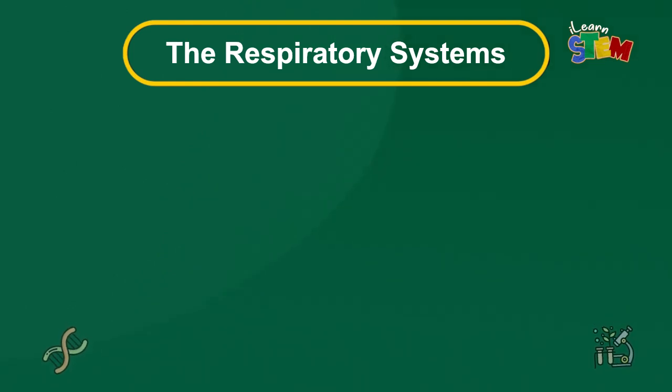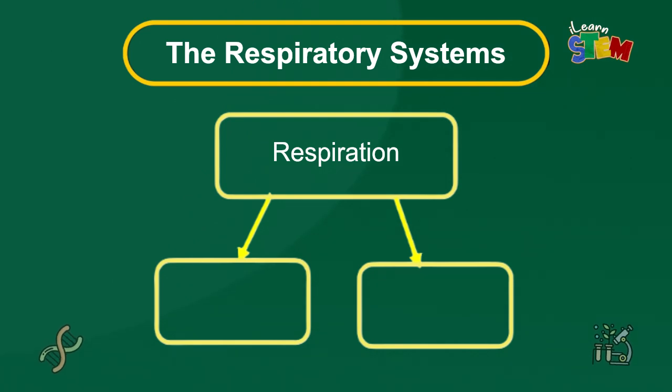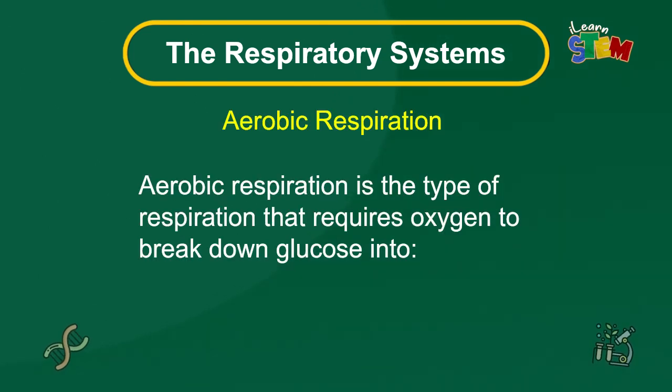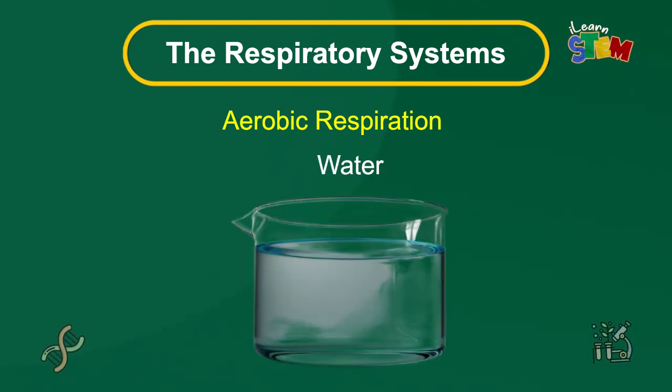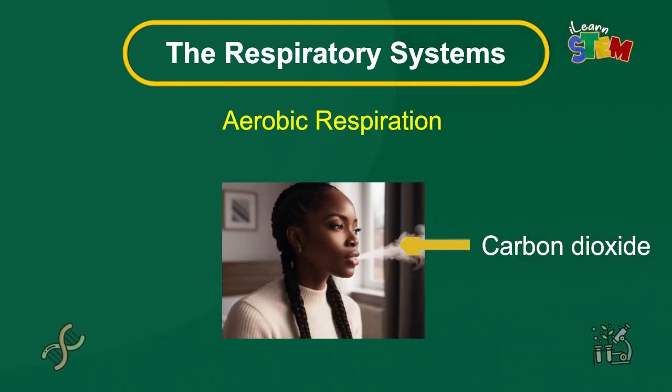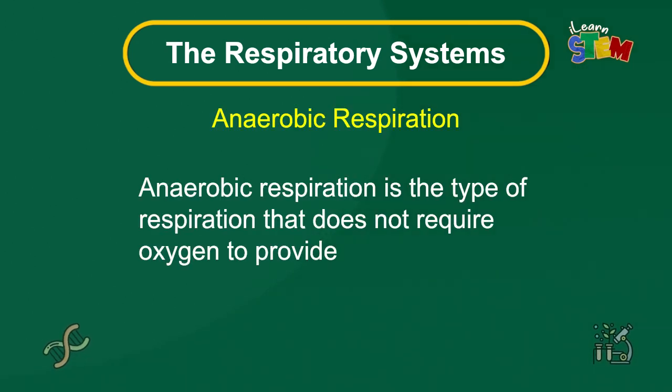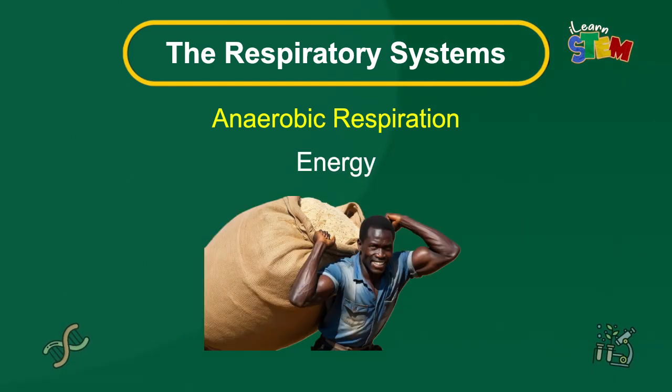There are two types of respiration. These are aerobic respiration and anaerobic respiration. Aerobic respiration is the type of respiration that requires oxygen to break down glucose into water, carbon dioxide, and energy. Then, anaerobic respiration is the type of respiration that does not require oxygen to provide energy.